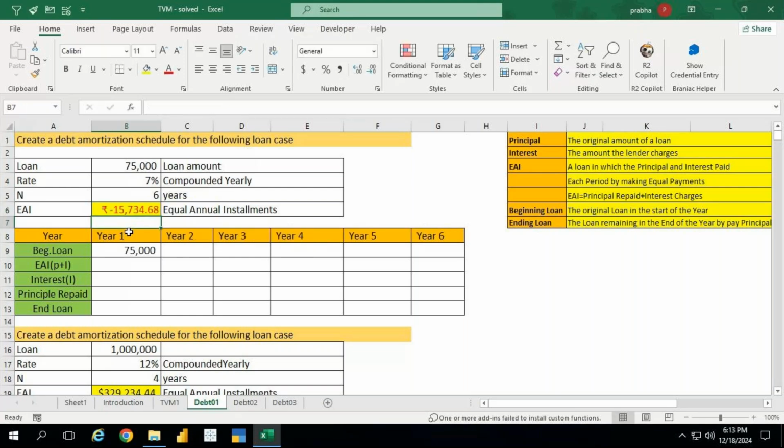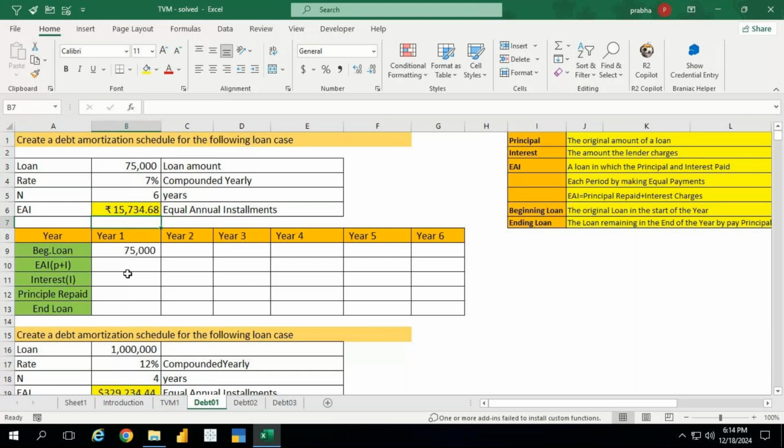So every year I am supposed to pay 15,734. Here the value is shown in negative. Why? Because the amount will be going out from my pocket. In order to apply it to further calculation, I cannot take a negative value. So I will simply add a minus in the beginning. Enter. Now the value is changed. This is my equal annual installment which I am going to pay every year.